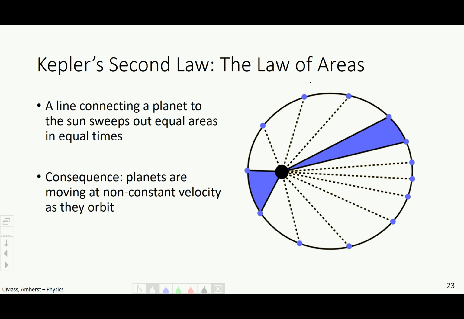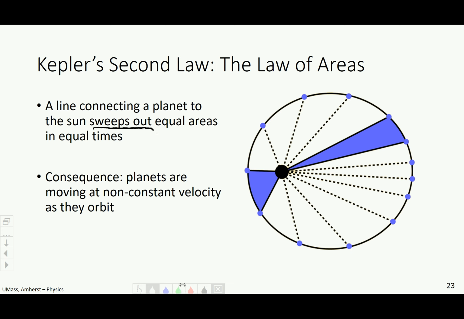What's Kepler's second law? It's called the law of areas. This one's a little bit odd, but we're going to try to understand it. So what does this mean? A line connecting the planet to the sun sweeps out equal areas in equal time. So this has interesting consequences.